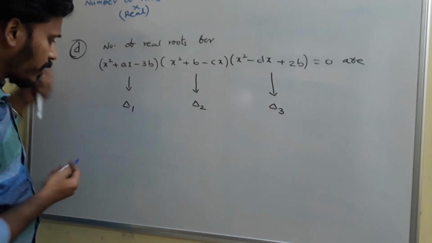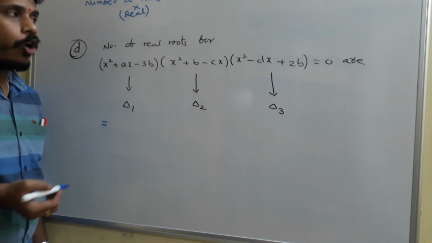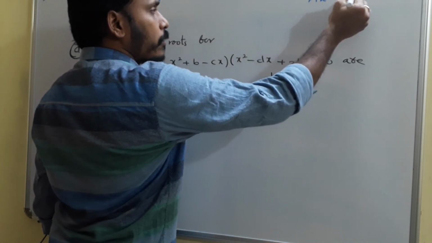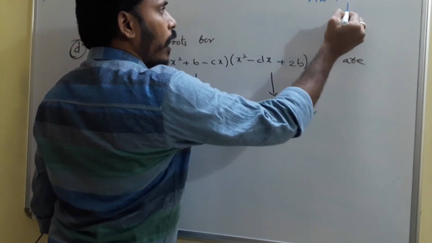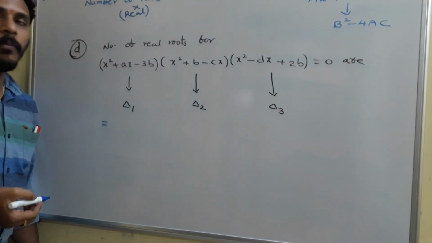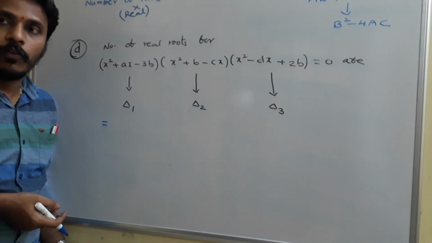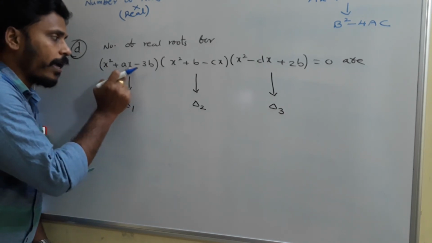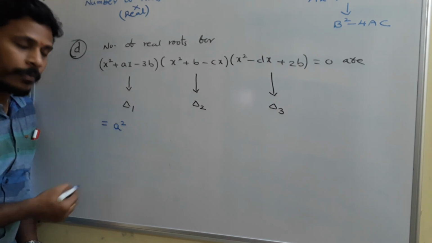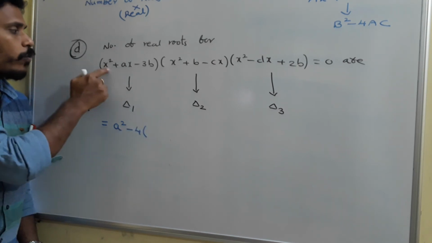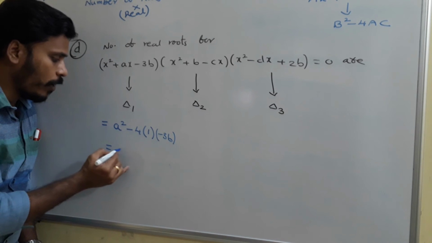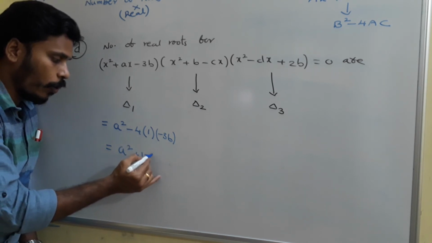So when you calculate the discriminant, always memorize that if the equation is ax square plus bx plus c equals 0, its discriminant is simply b square minus 4ac. Here b is the x coefficient, a and c are the coefficients of x square and the constant. In this problem the x coefficient is a. So the discriminant is simply a square minus 4 into the x square coefficient, which is 1, and the constant term is minus 3b. On simplification you have it as a square plus 12b.